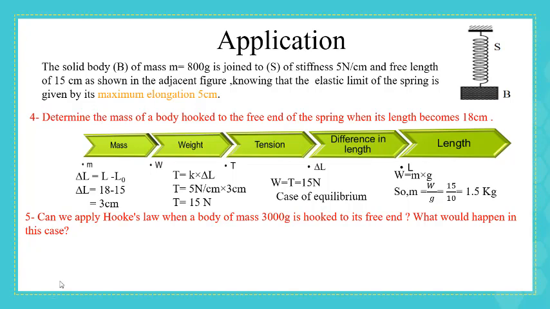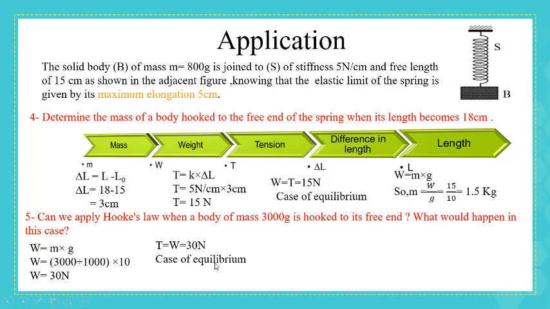Let's start. So we have to find the weight. The weight is equal to mass times the gravity. The mass is in gram, convert to kilogram by dividing by 1000. Then it gives 30 Newton. This is the weight. After finding the weight, we can find the tension from the condition of equilibrium. T is equal to the weight, equal to 30 Newton, case of equilibrium. After finding the tension, we can find delta L by applying Hooke's law. T is equal to K delta L. T is 30, K is 5 Newton per centimeter. Delta L is 30 over 5, it's 6 centimeter.